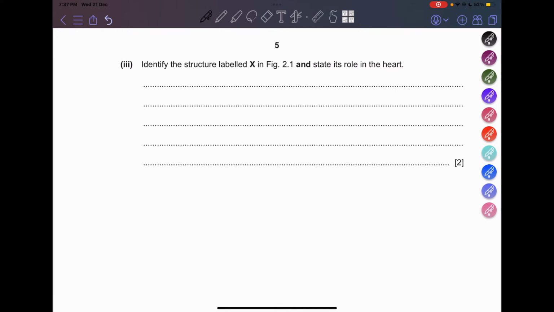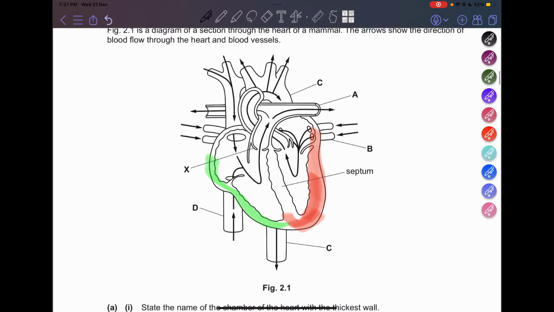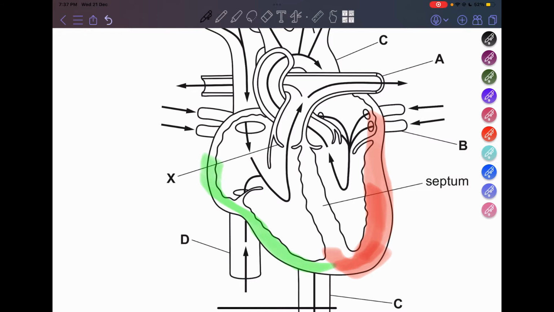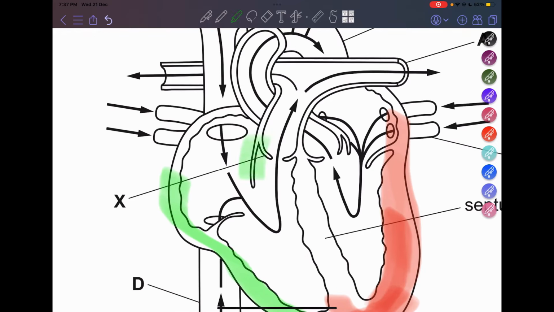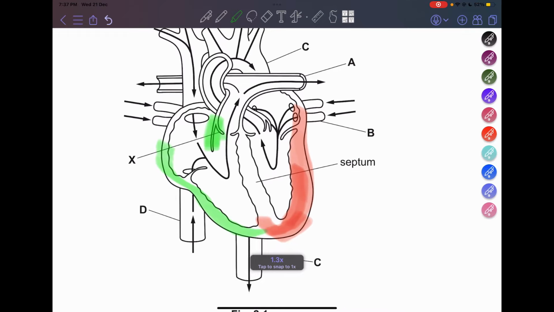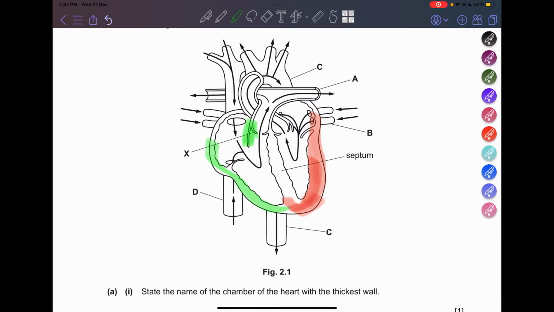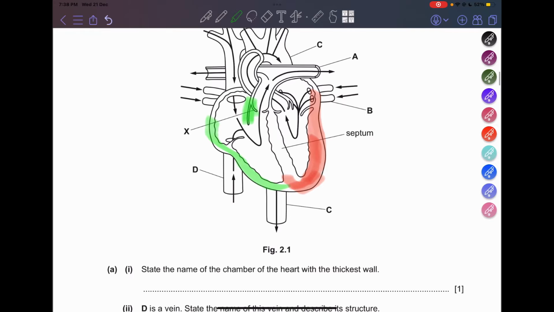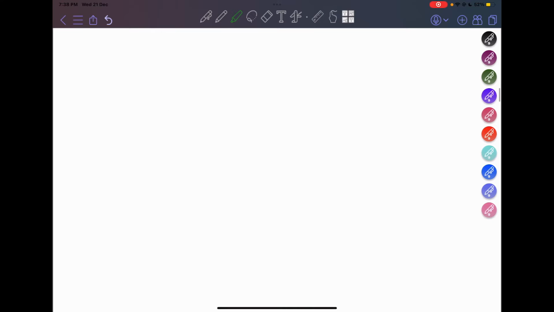Identify the structure labeled X in figure 2.1 and state its role in the heart. Over here, X is actually the semilunar valve. We can see it here, I'll just highlight it, this part. This is the semilunar valve. It is there to prevent the backflow of blood, just like the valves, and to ensure that blood flows in one direction. This is 1 point. So if you say prevent backflow of blood and ensure that blood flows in one direction, this is going to give you 1 mark. They considered it as 1 point in the mark scheme. So this is question III.